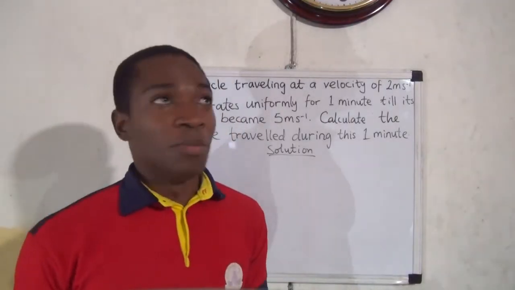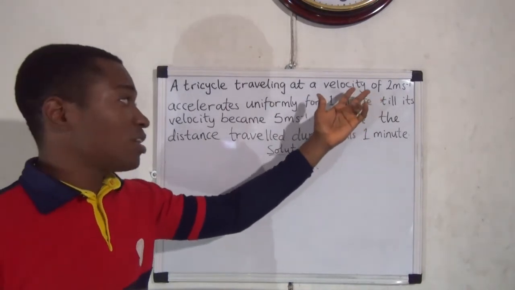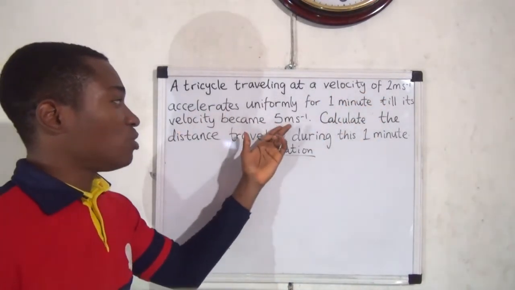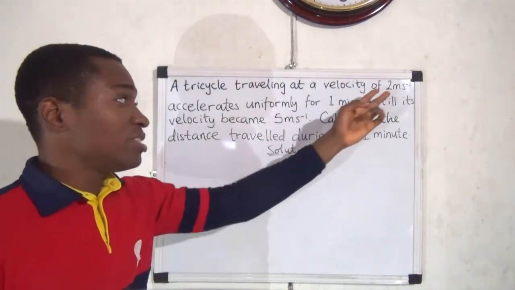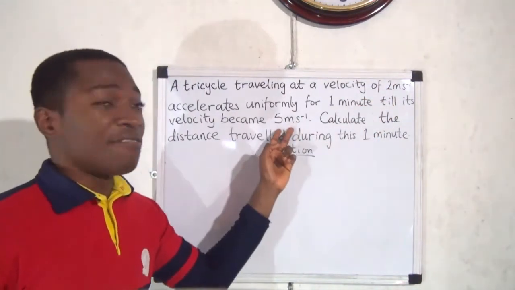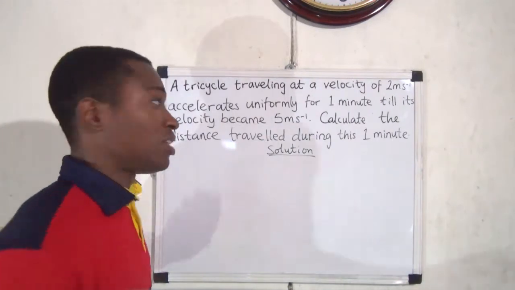Okay, let's solve this problem. A tricycle traveling at a velocity, it was traveling at this velocity before it accelerated and got to this value. That means 2 meters per second is the initial velocity, and 5 meters per second is the final velocity. So let's list out the parameters we have.